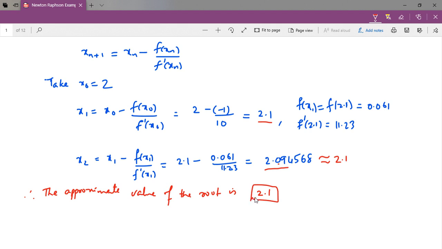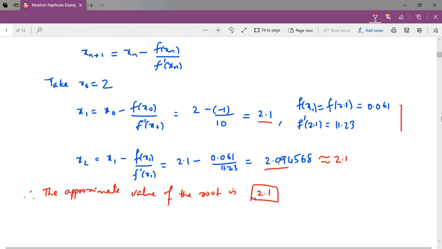This example shows that the Newton-Raphson method converges more rapidly than the bisection method and iteration method, but here we have to compute two functions, so it takes much time.